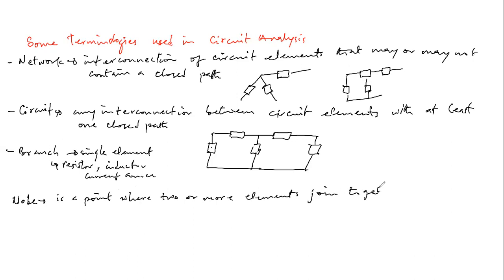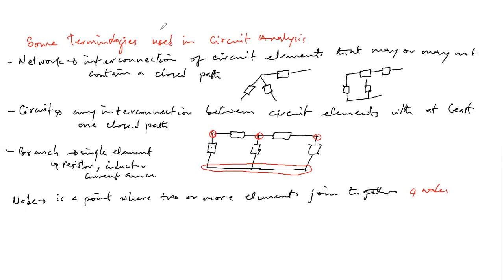Joined together. Okay, so in this case, let us identify the nodes. Here we have two branches, that's two elements joined together, that's a node. Here we have three elements joining together, that is a node. Here we have two elements joining together, that is a node. Here we also have three elements joining together, that is a node. So we have 1, 2, 3, 4 nodes. So here we have four nodes.